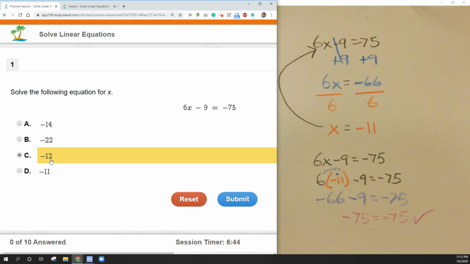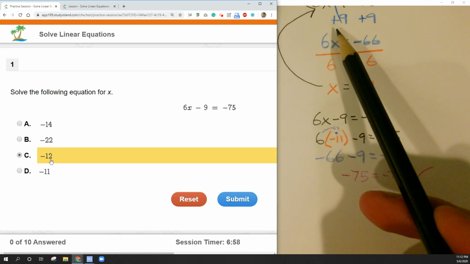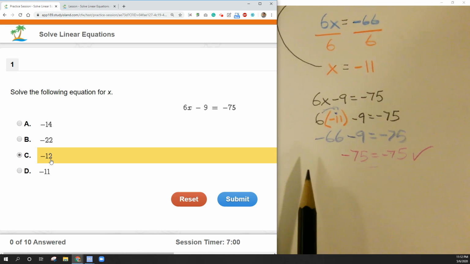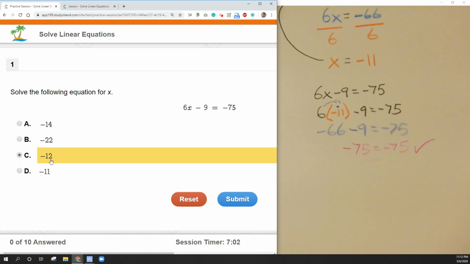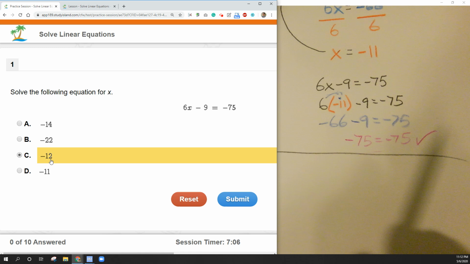Now, there's one more thing I want to point out about this problem before we move on. And the next problems we're going to do a little bit more quickly than this one. The other thing I want to point out is the following. You do it in this order for a reason, but you don't have to do it in this order. I added 9 to both sides, then divided by 6. Some kids want to know, well, what can I divide by 6 first? And the answer is yes, sort of. Let's look at what happens if I try to divide by 6 first.